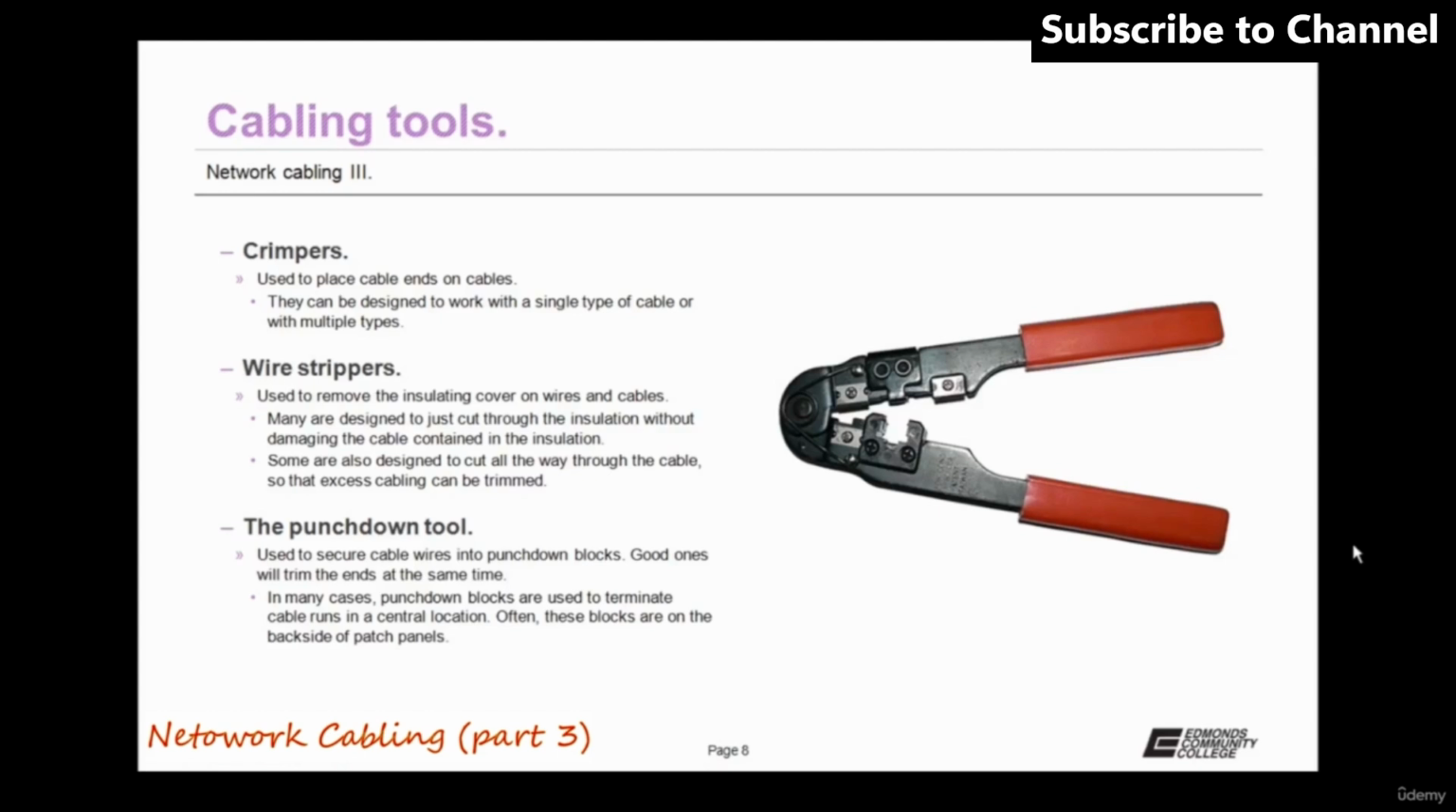Wire strippers are used to remove the insulating covers on wires and cables. Many are designed to just cut through the insulation without damaging the cable contained within that insulation. But some are also designed to cut all the way through the cable so that excess cabling can be trimmed. When you're using those to cut insulation, you need to be careful that you don't cut the underlying cable.